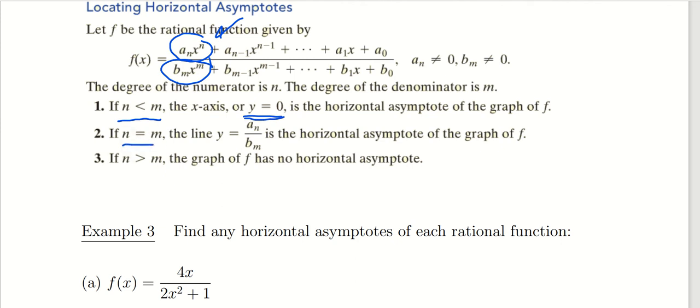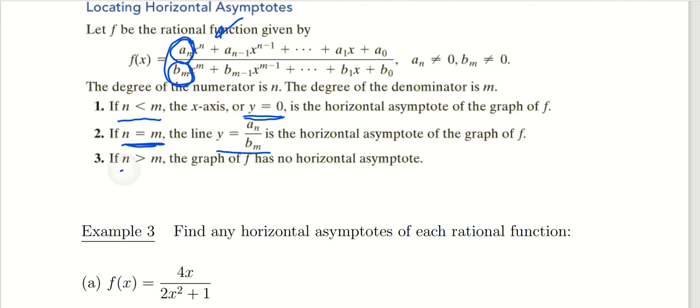If they share the same highest power, so if the highest power in the numerator is the same as the highest power in the denominator, then in that case, the horizontal asymptote is simply going to be the ratio of their leading coefficients. So you take the coefficient of the highest term up top and the coefficient of the highest term on the bottom, and that ratio, a_n over b_m, will be our horizontal asymptote in that case.